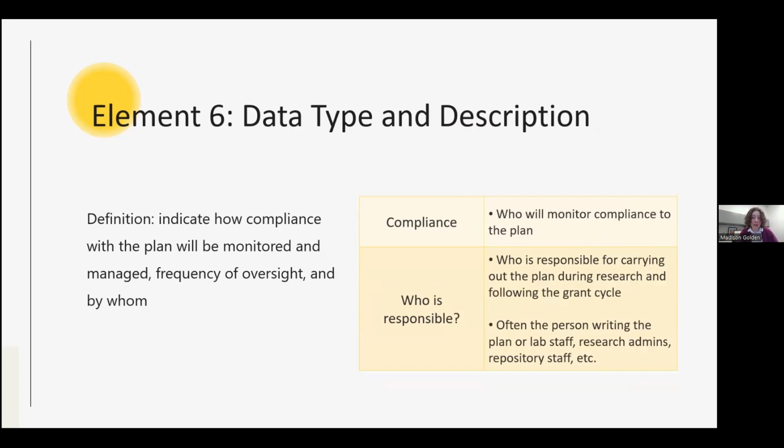So now our final section is the oversight of both the data management and sharing plan during and after the completion of the project. You'll list both who is in charge of monitoring compliance with the plan and who's responsible for carrying out each section or task in the plan. Often the PI or person writing the plan will be responsible for carrying it out, but it could also be the lab staff, research administration, student researchers like yourselves, or repository administrators like myself.